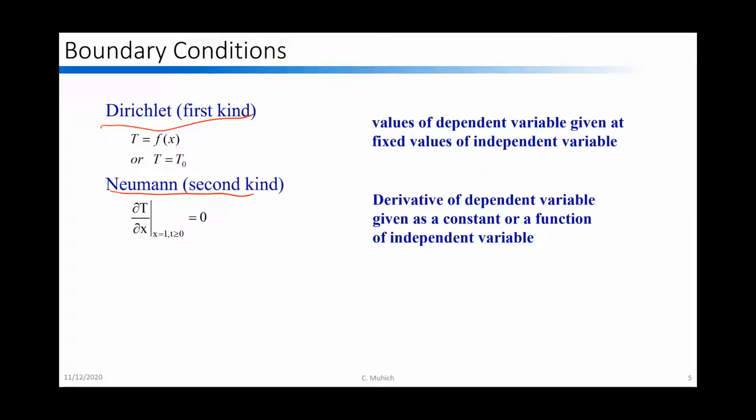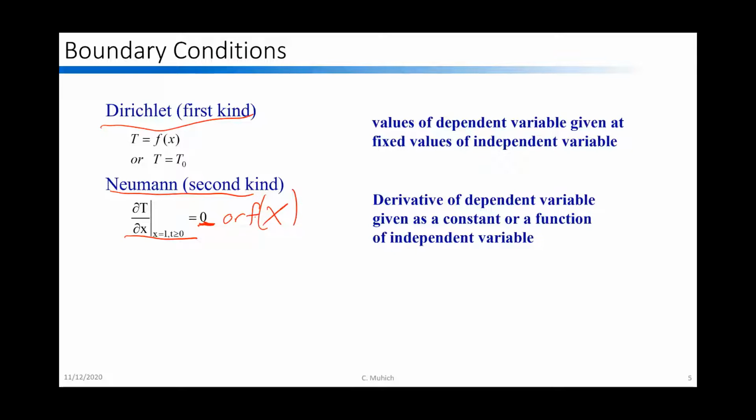I know what a value is at a certain point. Neumann says the derivative of the dependent variable is given as a constant of the independent variable. So it's like fixed. I know that the first derivative of the dependent variable with respect to the independent variable is a constant or is a function of the independent variable. So this could be a constant or could be something that depends on x, so f of x.